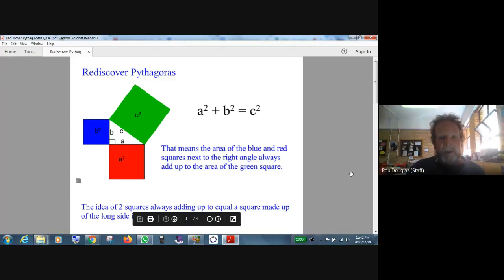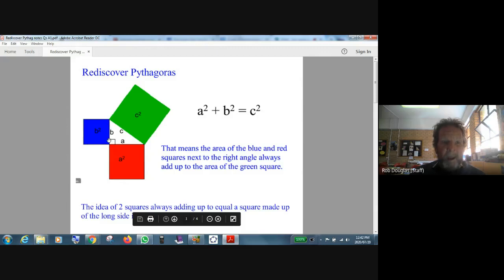Okay, today we're going to look at Pythagoras again. A while back we worked on the idea of Pythagoras, but today we're going to show how you can use Pythagoras to prove that you've got a right angle. Well, first, here's a right angle triangle.